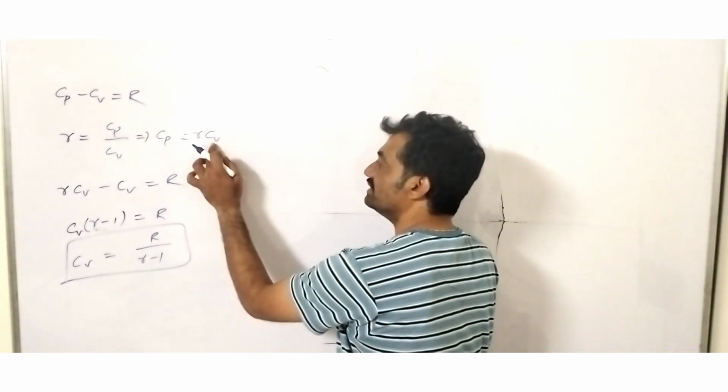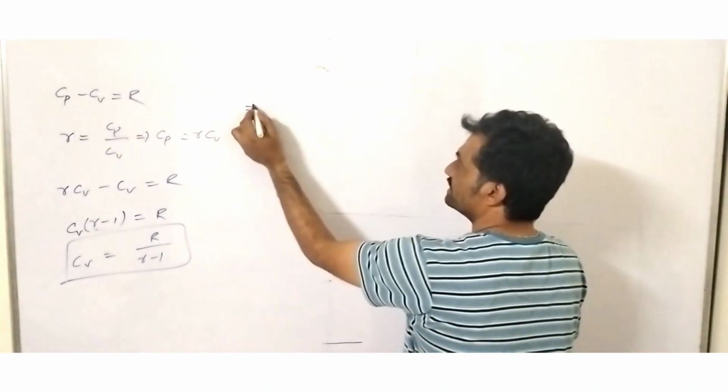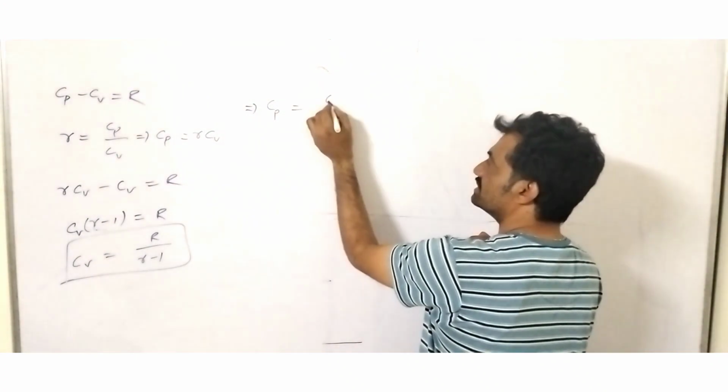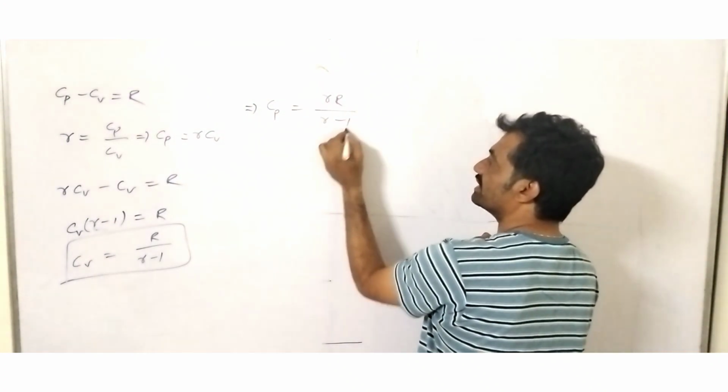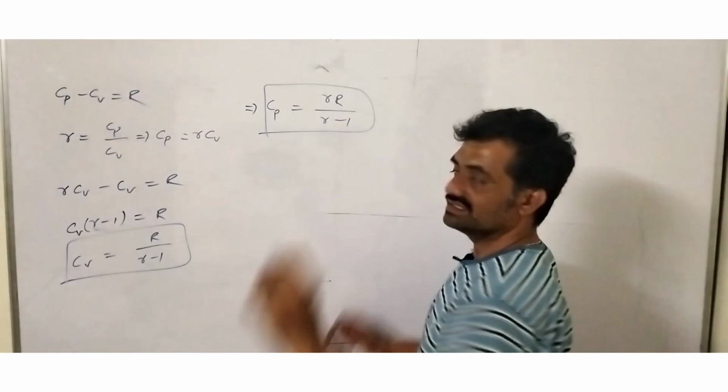Similarly, when we substitute this value in this equation, we can represent that specific heat at constant pressure equals gamma R by gamma minus 1.